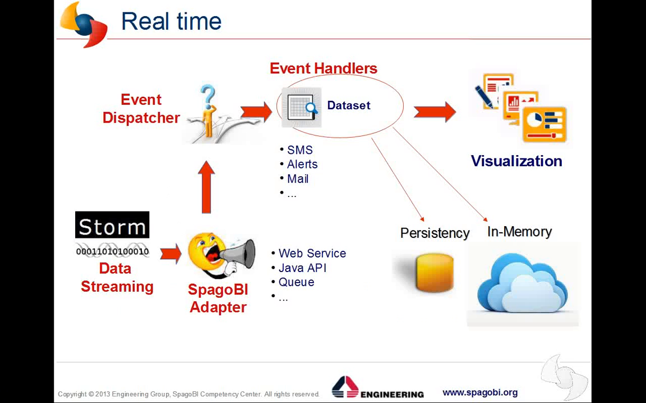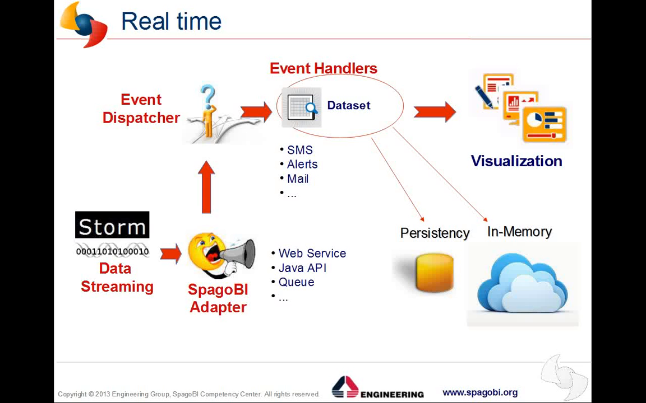notify the newly available data to SpagoBI, and this component is the SpagoBI adapter, which chooses different kinds of channels, web services, Java API, queues, and so on, to notify the event dispatcher object, which is another object of the SpagoBI server, that there is new data available for the dataset.